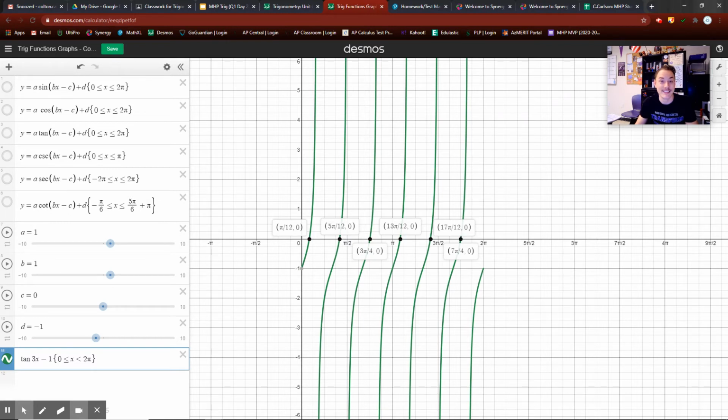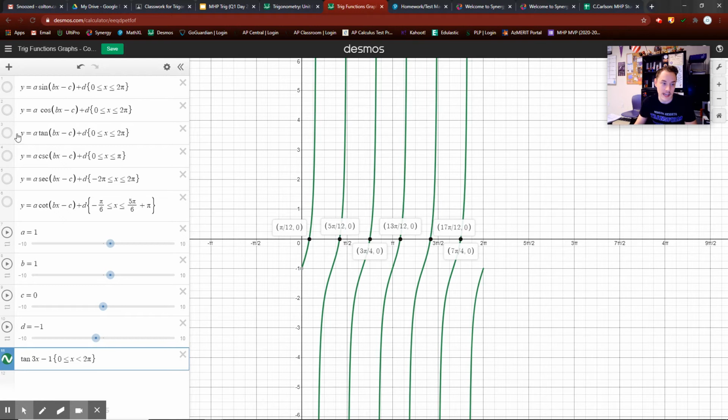Pretty great, right? Pretty awesome. Where it crosses the x-axis is where all my solutions lie. I'm done. Now how do you solve that using this graph? I'm going to show you.